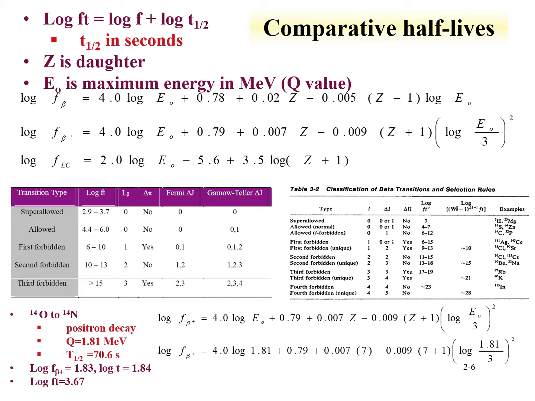I get a log FT value of 3.767. And that fits into a super allowed category, or over here, a super allowed between an allowed category. So from this transition, we would see that this decay is a fairly allowed decay.